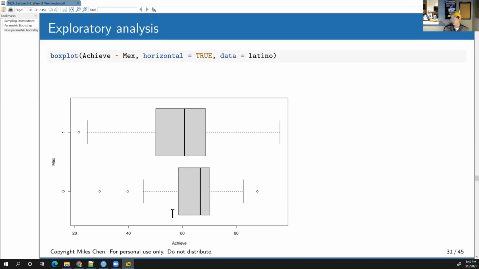Here's a side-by-side box plot. We're just comparing, is there a difference in the median scores or things like that? We're actually looking at the mean.